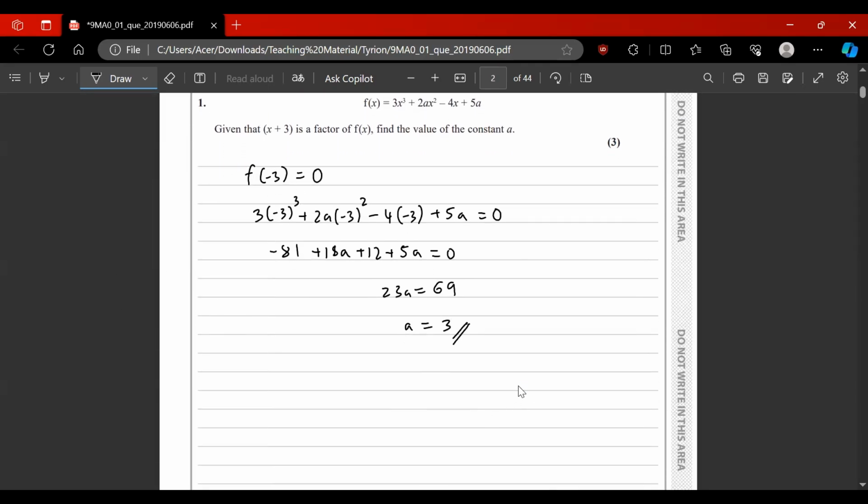So the marks distribution for this question is using that f minus 3 is equal to 0 gives you 1 mark. And then arriving at the correct substitution to get 23a equals 69 gives you 1 mark. And finally, a equals 3 gives you the final mark.